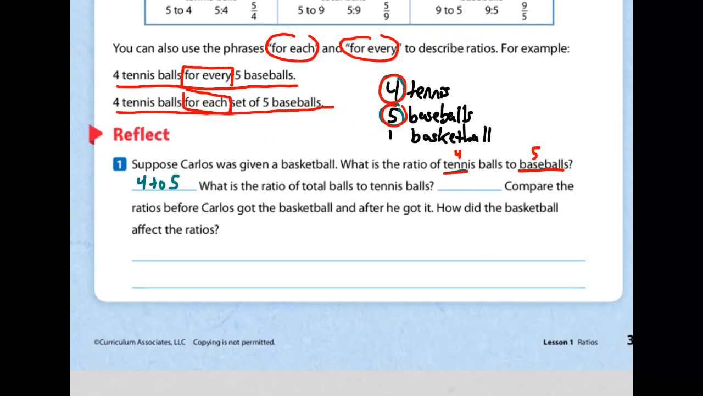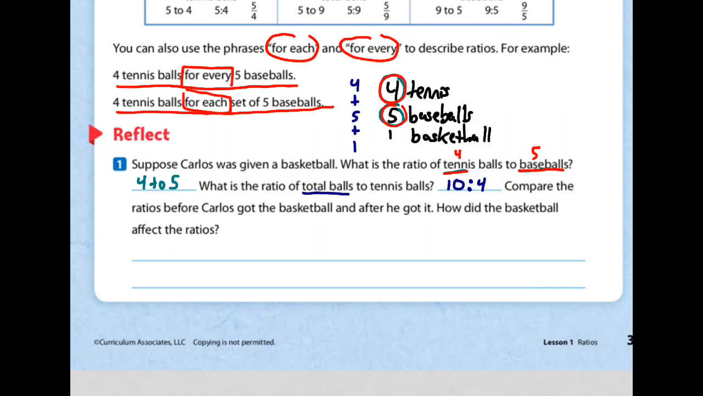All right, so then we have the next one. It says, what is the ratio of total balls to tennis balls? Now, since total balls is first, that has to be the first number. Now remember, we have the 4 tennis balls plus the 5 baseballs, but now we have to add the 1 basketball. So now we have 10 total balls. And to tennis balls, well, there are 4 tennis balls.